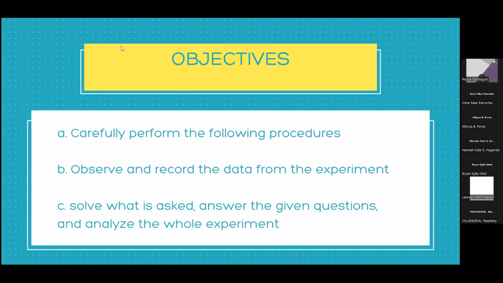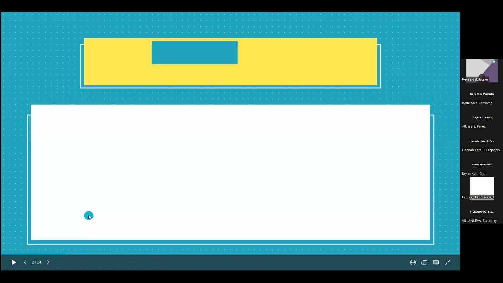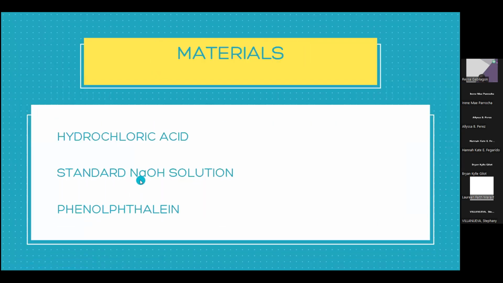Our objectives are: first, carefully perform the following procedures; next, observe and record the data from the experiment; and third, solve what is asked, answer the given questions, and analyze the whole experiment. The materials we are going to use are hydrochloric acid, the standard NaOH solution, and phenolphthalein. I'm going to give the floor to the next reporter.